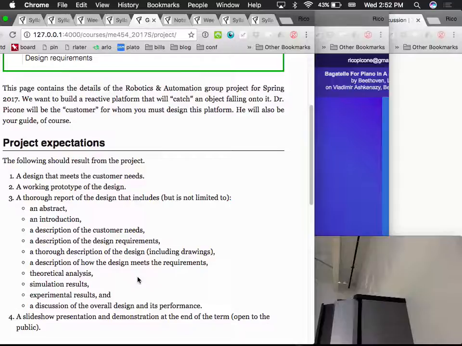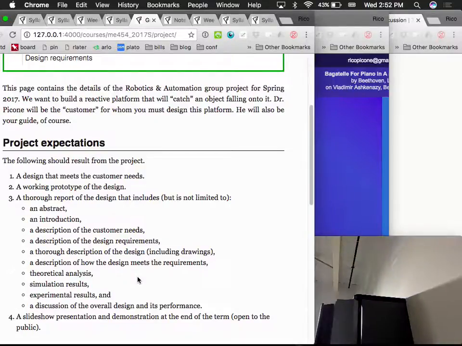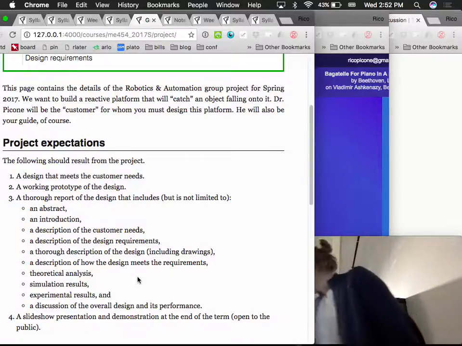Like the light sensor used to be better in here. All right. It looks like it.